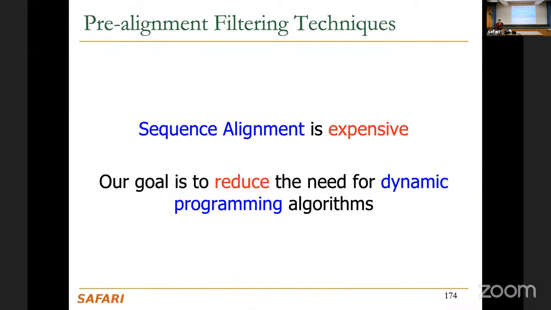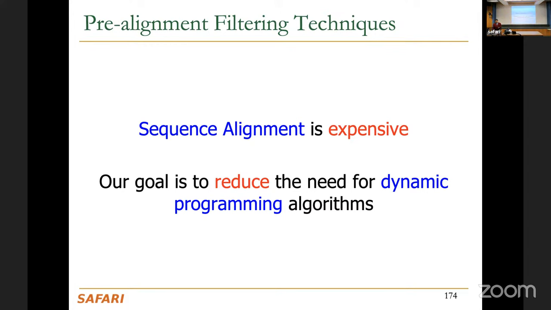So I guess one step that we're tackling is based on the key idea that sequence alignment is expensive. So how can we avoid doing sequence alignment unnecessarily, so that we can reduce its workload? We refer to such mechanisms as pre-alignment filtering techniques, because we want to reduce the workload of alignment before doing that alignment.